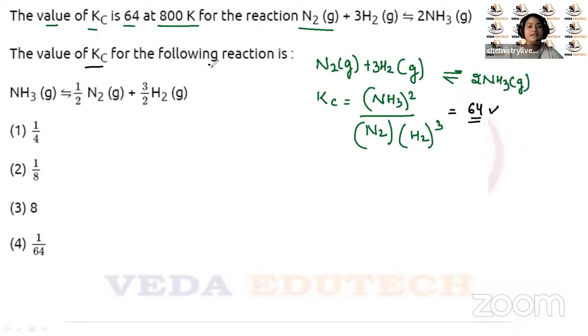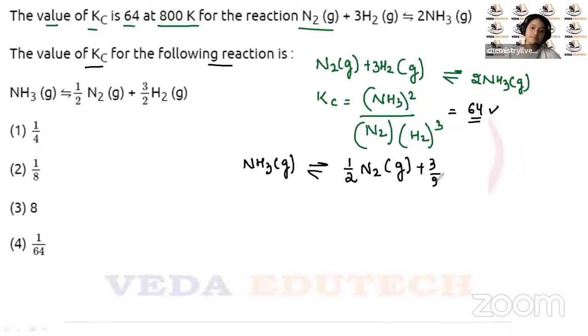The value of Kc for some reaction is given. So is it the same reaction or the reaction has been reversed? We are seeing that the reaction has been reversed. So if we see here, the reaction, it is NH3. So it has been reversed, right? So when it gets reversed, we have to take it in the denominator, right? So the equilibrium constant for this reaction is going to be 1 by 64.